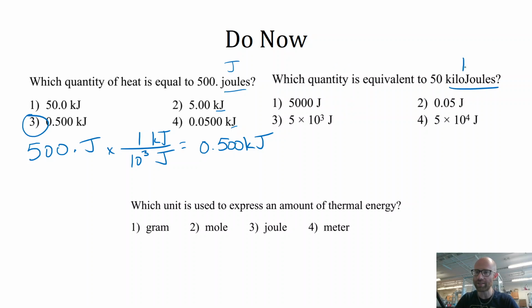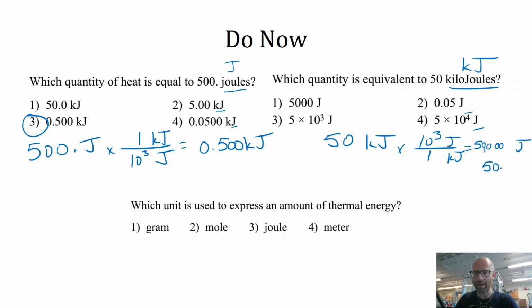50 kilojoules, that's lowercase k, capital J. Joules being our target, so we might as well just do the conversion one more time to be 100% sure we know how to do it. Kilojoules goes to the bottom, joules on the top since that's our target. 1 kilojoule is 10 to the third joules, and that gives us 50,000 joules, which is not an answer choice, but if we convert it to scientific notation, we have 5 times 10 to the fourth joules, which is choice 4. And then, in case you were wondering, table D does list this, but the joule is the unit for an amount of thermal energy.